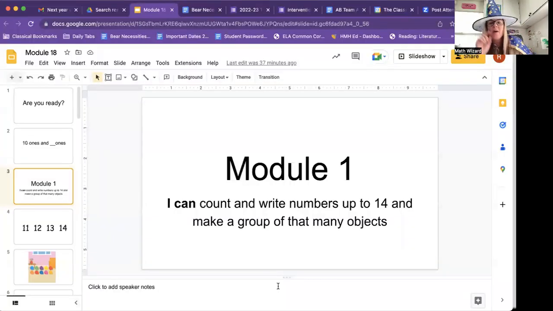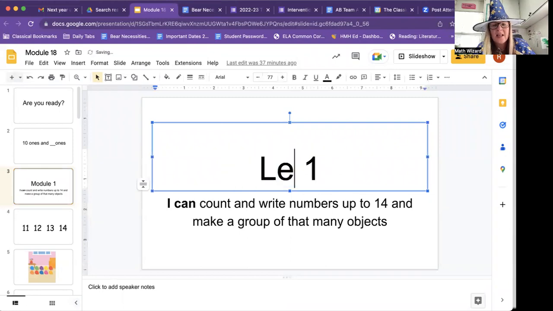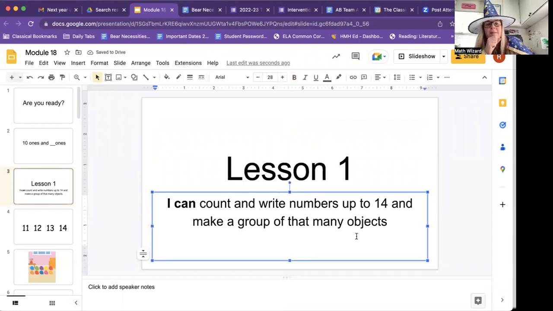How are you, math stars? Well, today we are in module 18, lesson 1. So let's get started and see what we're going to learn. Here we go. Say I can. Oh, this is confusing. It's not module 1. It is lesson 1, module 18, lesson 1.